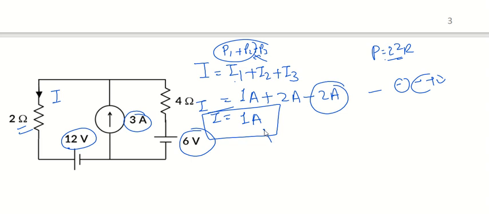So once total current is obtained, now we can find out the total power absorbed or delivered across 2 ohm as P equals to V into I, or I square into R. This I value is 1, R value is 2, the power will be simply 2 watt here.